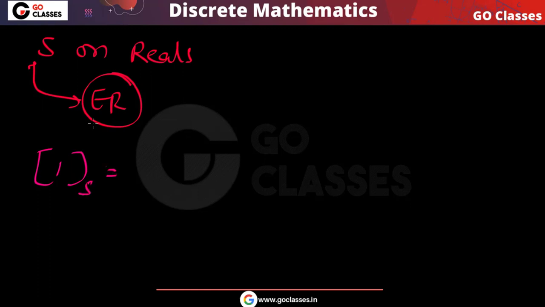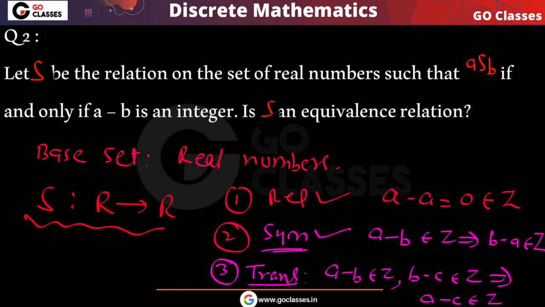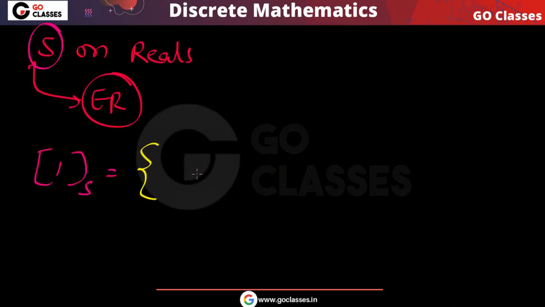Okay, in this relation, the relation is S and this is an equivalence relation. Now what is the equivalence class of 1? Equivalence class of 1 means those elements which are related to 1. So which elements are related to 1? You can notice that A is related to B if and only if A minus B is an integer. So what is the equivalence class of 1? That is basically the set of all integers.